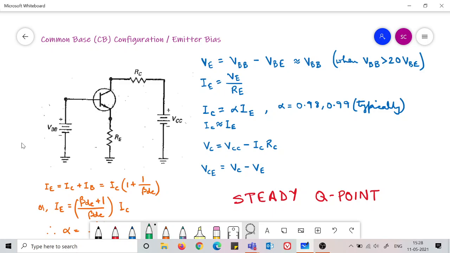Note this. In both the configurations, common emitter and common base, source voltages appear in the base and collector, VBB and VCC. There is no VEE. VEE is nowhere there. VBB and VCC. With these two we work.